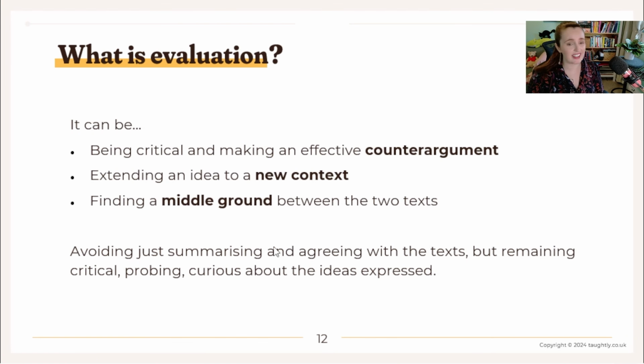If you just summarise and say, you're right, aren't young people terrible? You're not going to get evaluation. We are going to stay critical, probing and curious about the ideas that the texts are expressing. Critical, probing, curious, not just repetitive. So then what are the evaluation points that Cambridge suggest? Let's have a look at those.